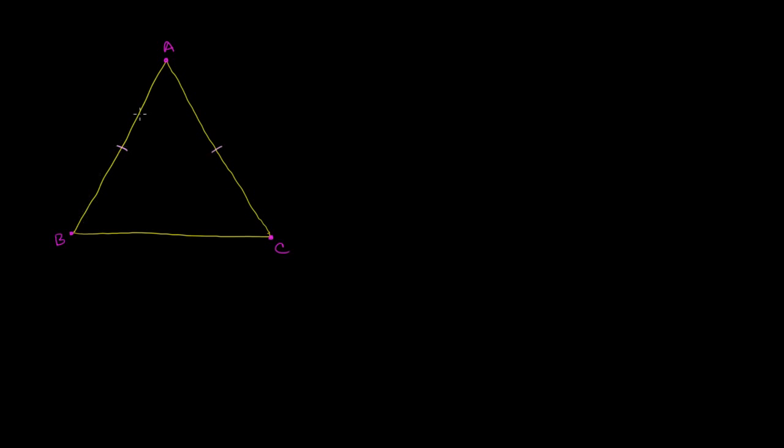So we're starting off with triangle ABC here, and we see from the drawing that we already know that the length of AB is equal to the length of AC, or line segment AB is congruent to line segment AC. And since this is a triangle and two sides of this triangle are congruent, or they have the same length, we can say that this is an isosceles triangle.